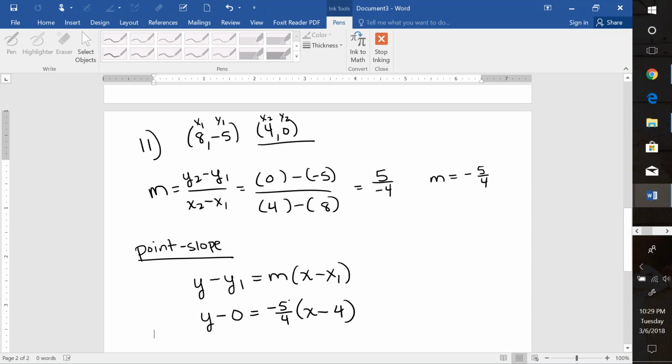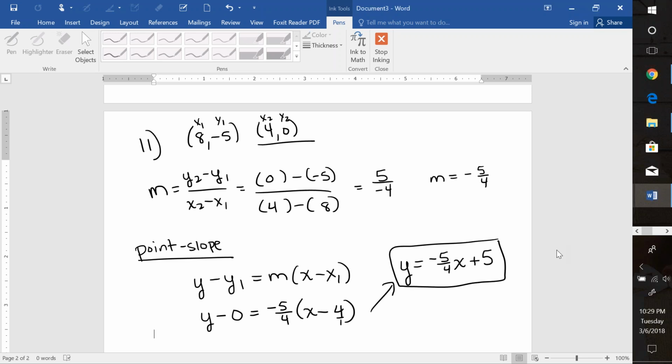This would be distributing -5/4, so y minus 0 is just y. This would be -5/4 x. This would be -5 times -4, because think of that being over 1. So that's +20 divided by 4, so that's going to be +5. So there is my slope-intercept form for that equation.